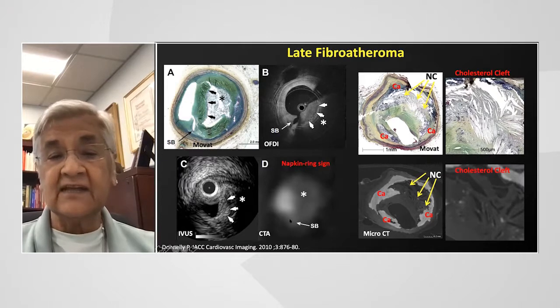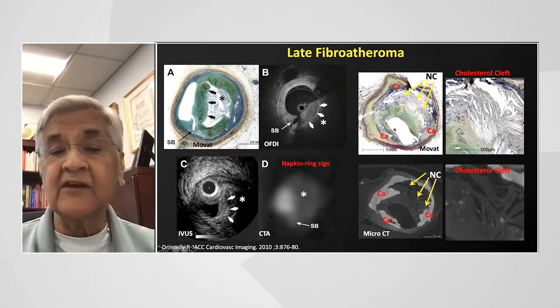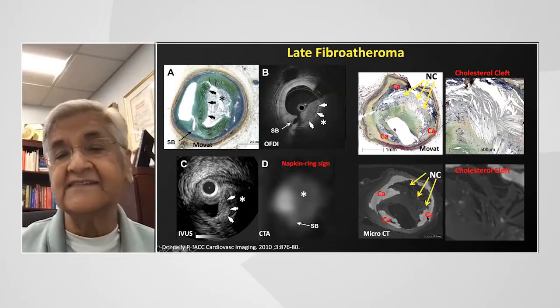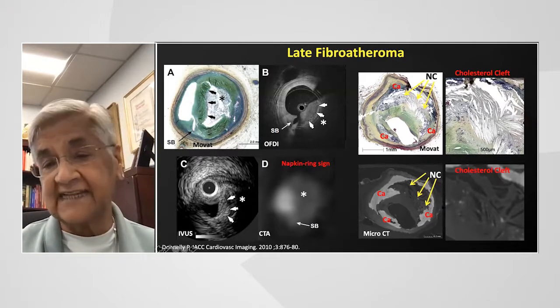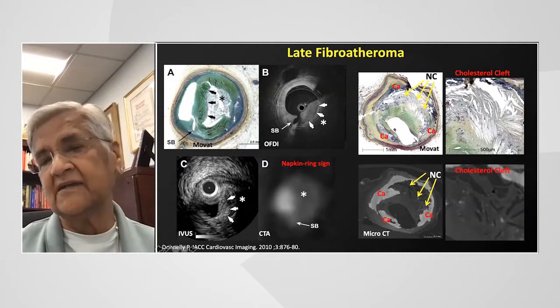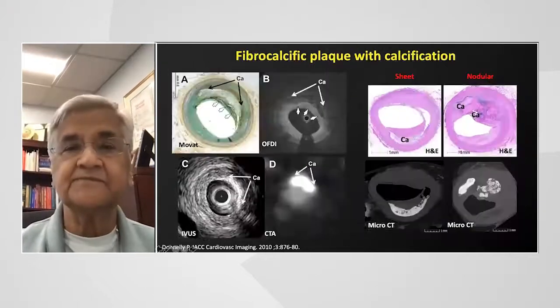You can see the lipid core here. This is the lumen. And you can see that this is a napkin ring appearance. This happens not to have calcium. But here is one which has calcium, and it does have a necrotic core, and you can recognize by micro CT the cholesterol clefts as well.